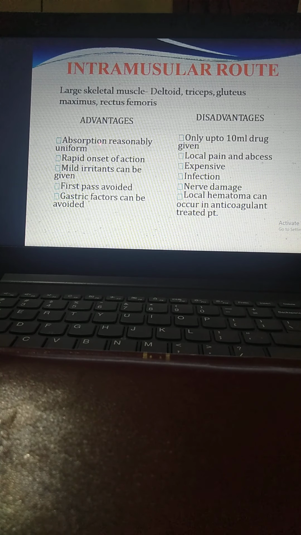So what are the advantages? Absorption is reasonably uniform, and a rapid onset of action is there. Mild irritants can be given. First pass is avoided. Although it is intramuscular, first pass is not there. Gastric factors can be avoided.